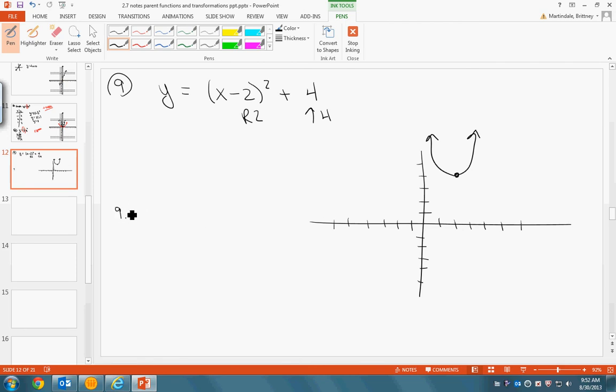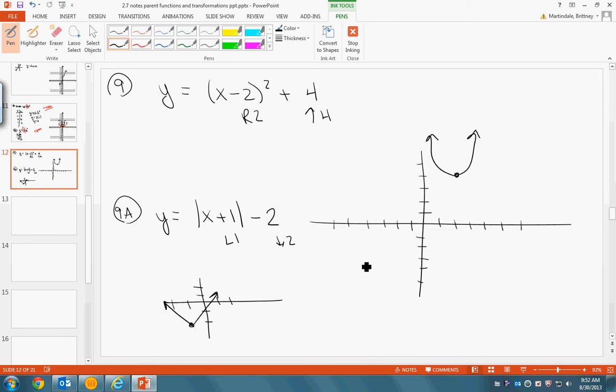Why don't you try 9a? Let's do the absolute value of x plus 1, minus 2. Try that one. So this means left 1 and down 2. So you take your V and you go left 1, down 2. And you just make your V. That's it.